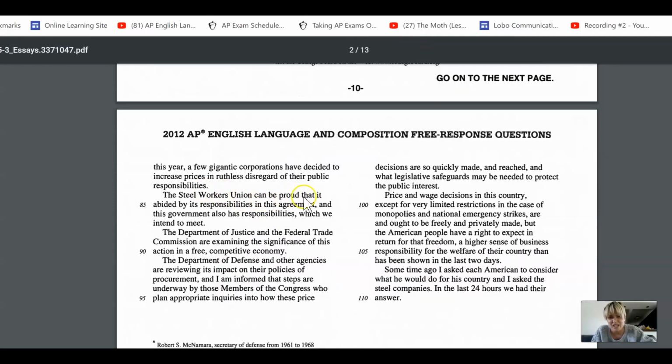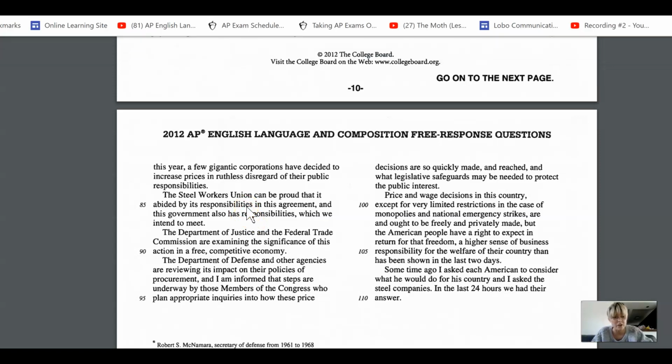The Steel Workers Union can be proud that it abided by its responsibilities in this agreement, and this government also has its responsibilities, which we intend to meet. So notice he's addressing the union here. Rhetorically, I think he wants to address all the people who are affected by this, and he also has to watch how he negotiates that, right? Because at the time unions were a big deal, and he has to negotiate how does he align himself with unions or not align himself with unions. So he's kind of paying homage to the unions and also telling them, hey, thanks for honoring your agreements, which is what he wants them to do.